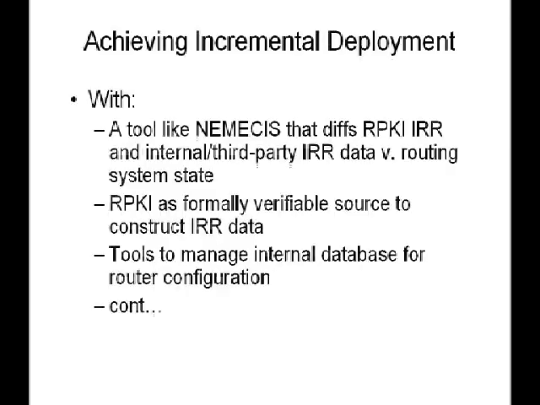So, incremental deployment. If you have things like Nemesis to diff routes, how stale are the IRRs basically, and what tools and capabilities do you need to get to a place where the IRRs are feasible to use for both customer-based and inter-provider filtering? Any comments on that? I don't know if Larry or Richard or anyone's done any analysis on this.